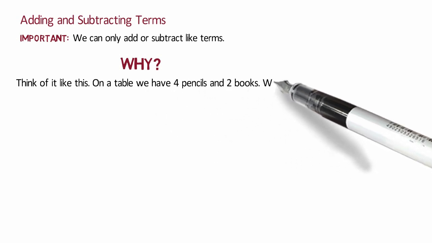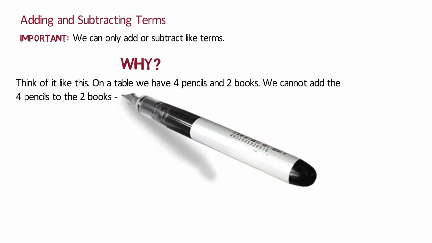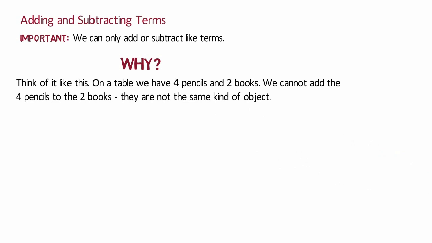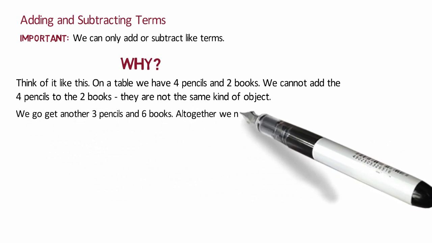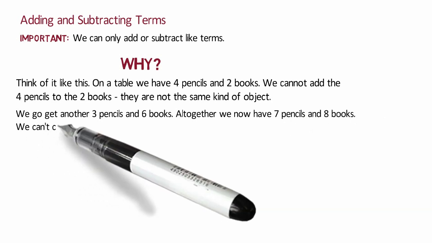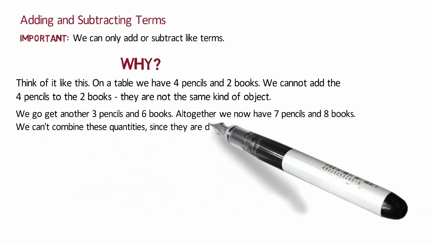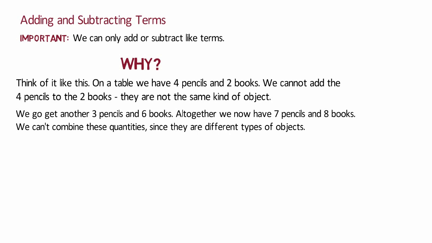On a table we have 4 pencils and 2 books. We cannot add the 4 pencils to the 2 books. They are not the same kind of object. We go get another 3 pencils and 6 books. Altogether we now have 7 pencils and 8 books. We can't combine these quantities, since they are different types of objects.